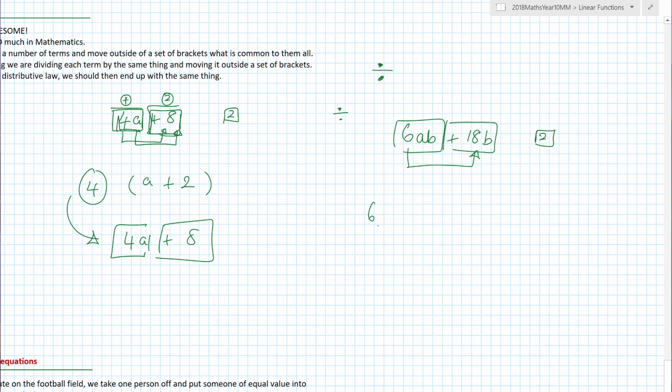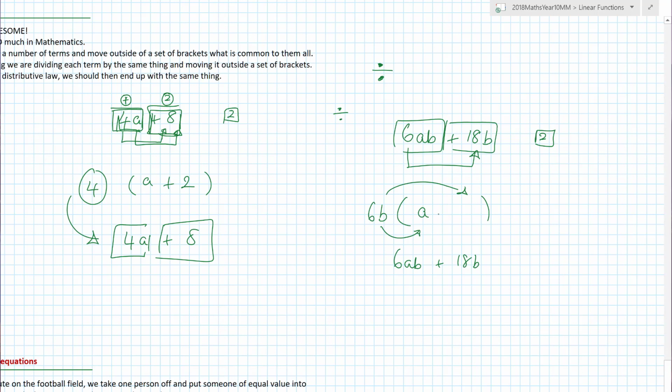Now we look at the letters. Are there common letters that appear in both of them? Well, absolutely. In this situation, the letter b appears in both of them, but letter a doesn't. So we can't take any a's outside my brackets. So remembering, we've got to end back with 6ab plus 18b when we multiply out this bracket, because this is just the opposite of the distributive law. 6b times what gives me 6ab? Well, the only thing missing was the a.